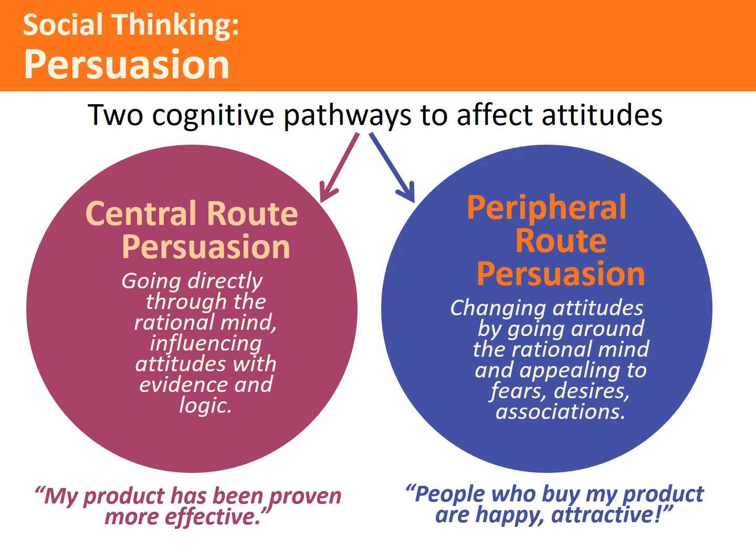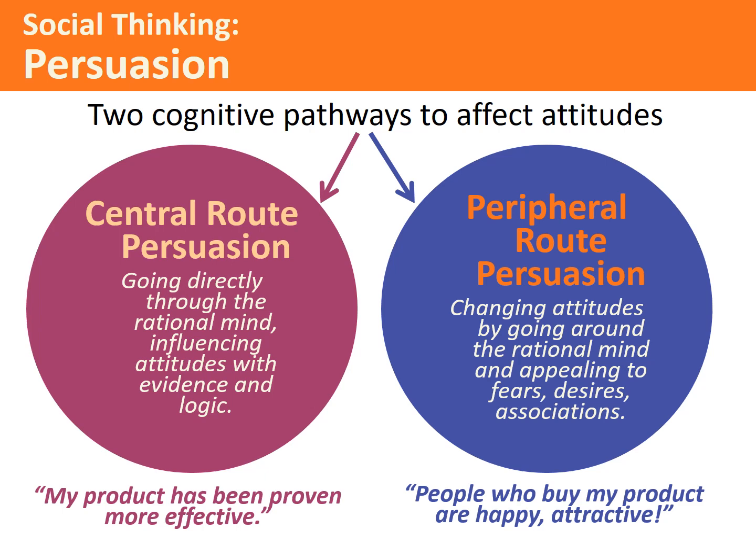I just know that they're very happy. Look at this person smiling. They bought my product and they're smiling and they're having the best time of their life. That's the peripheral route. Take this, it'll make you happy. Take this, it'll make you feel better. Take this, your life will change.